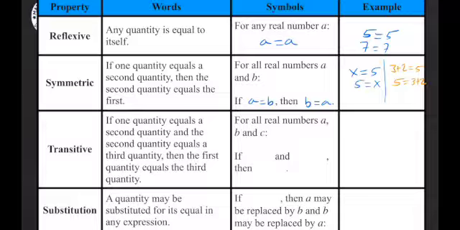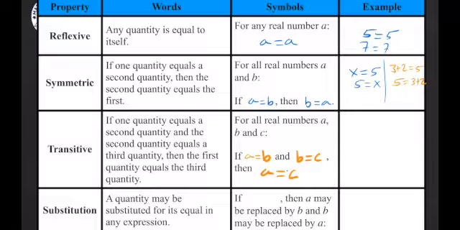One that's a little bit more interesting is the transitive property. If one quantity equals a second quantity, and the second quantity equals a third quantity, then the first equals the third. So for all real numbers A, B, and C, if we know that A is equal to B and B is equal to C, because they both have B in them, we can now say that A equals C. If the first equals the second equals the third, then the first is equal to the third.